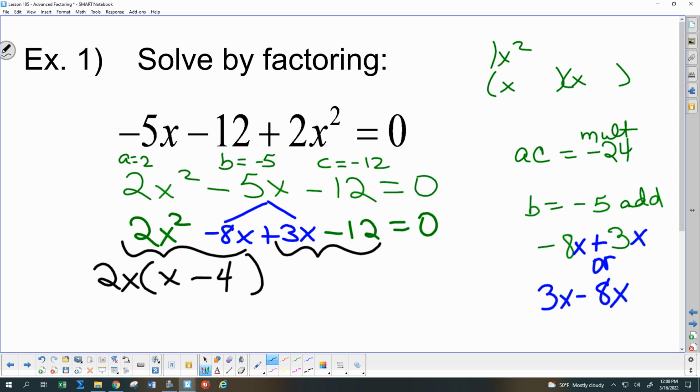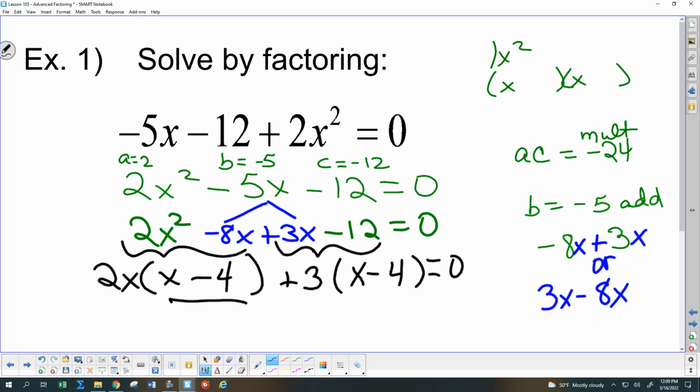Either +3 or -3 when you get to this point. Keep them both in mind. Try one, and we are hoping for a matching parentheses. If we don't get it, then we try the other one out in front. So let's try the +3. Would that work with x minus 4? +3 times x minus 4, does that give 3x minus 12?